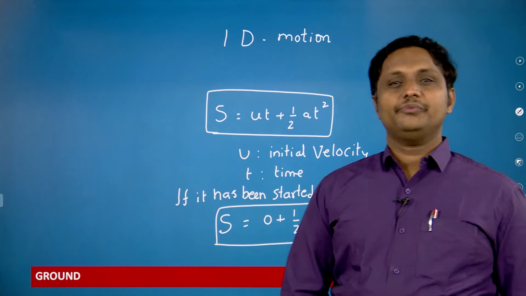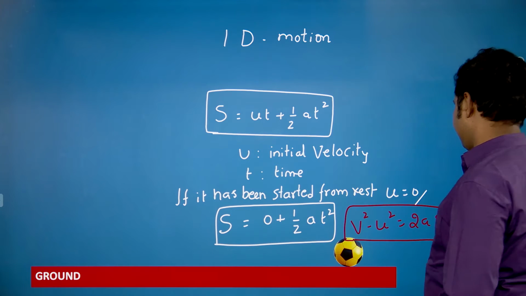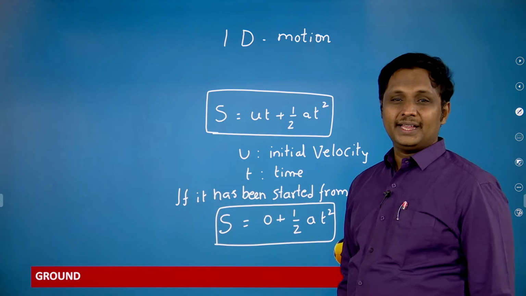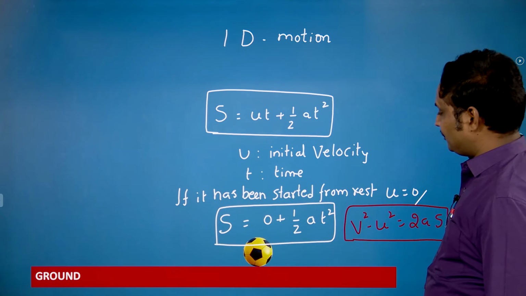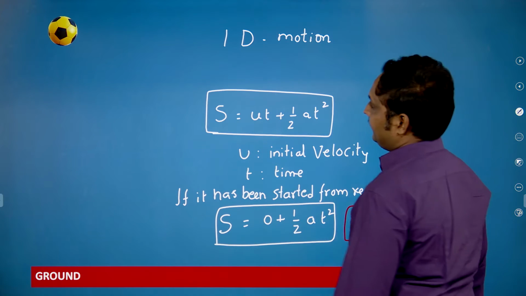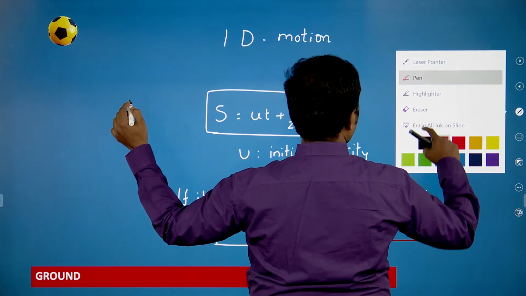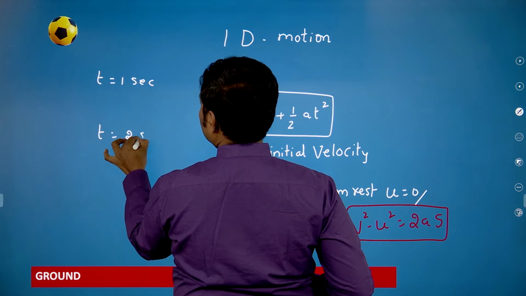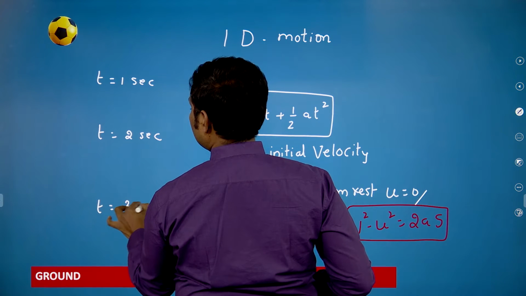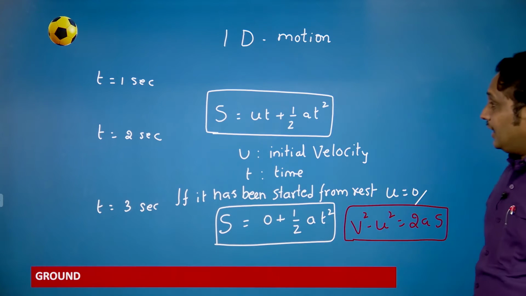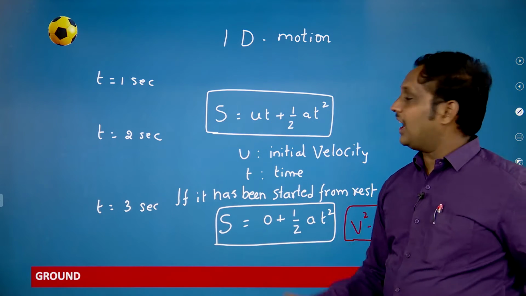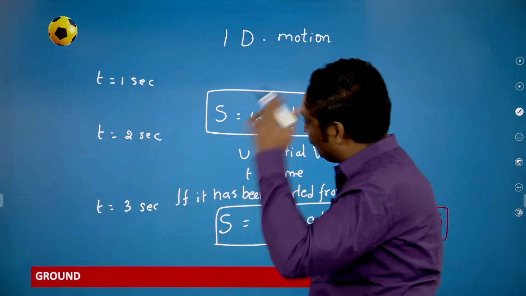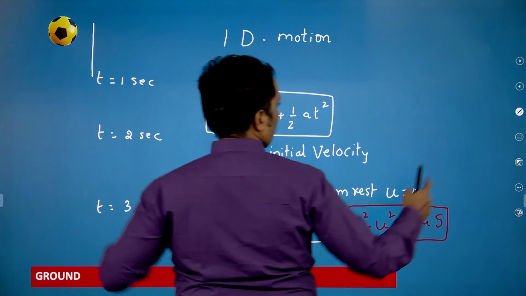In case of uniform motion, we have to consider this. If we identify t is equal to 1 second, t is equal to 2 seconds, t is equal to 3 seconds, in the different time intervals it has covered different distances. You have to confirm this.